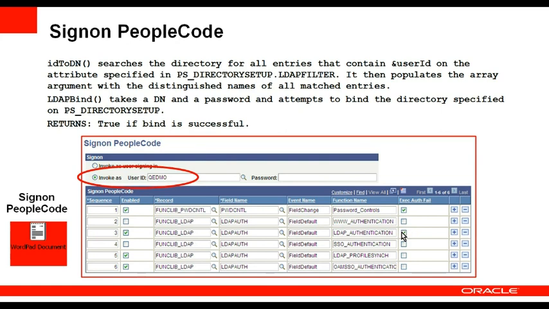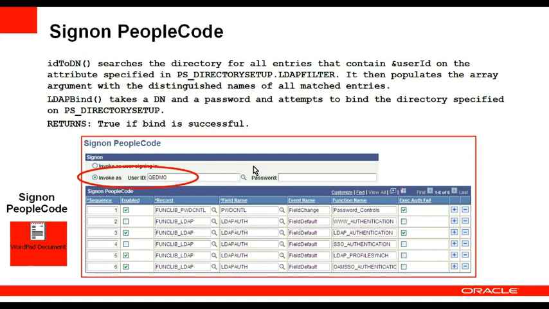From the point of view of enabling sign-on PeopleCode, if the user is not already authenticated, there are two bullet or radio buttons here. One is invoke as the user signing in, or invoke as a top level user, or as a user that can execute sign-on PeopleCode. So these are important distinctions. If we're invoking sign-on PeopleCode as a user signing in, then that user signing in has to be allocated the right or the privilege to execute sign-on PeopleCode.